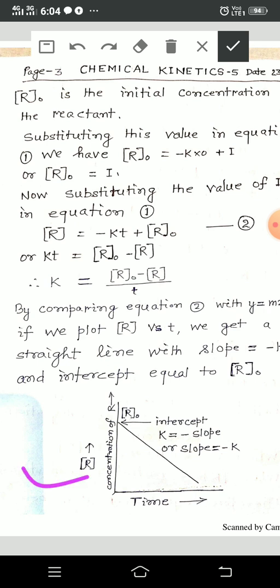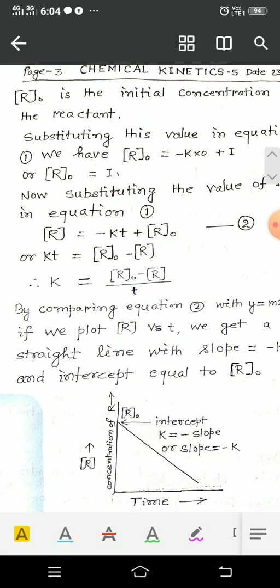When you will plot the graph R versus t, you will get such type of plot, and with the help of this plot we can know the value of slope and finally the rate constant. See here.